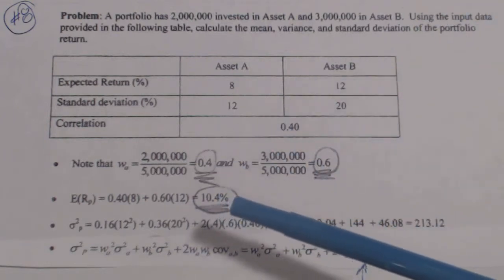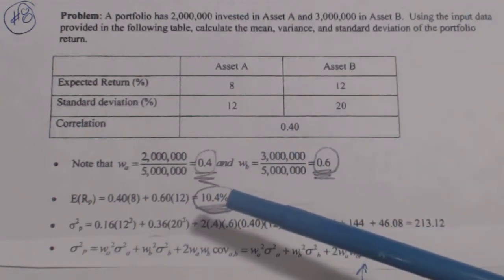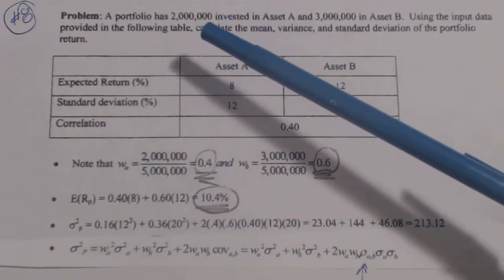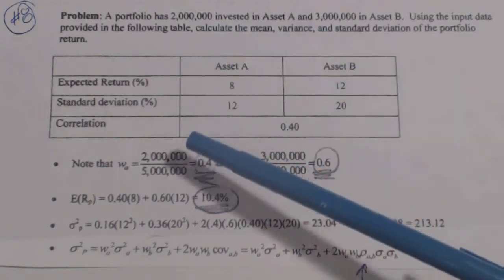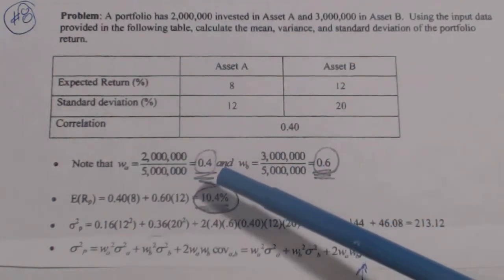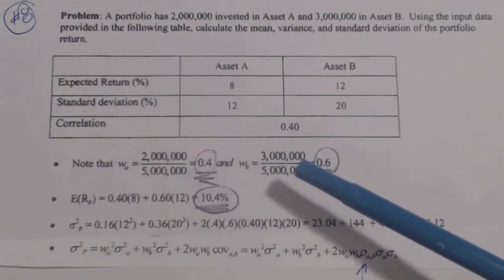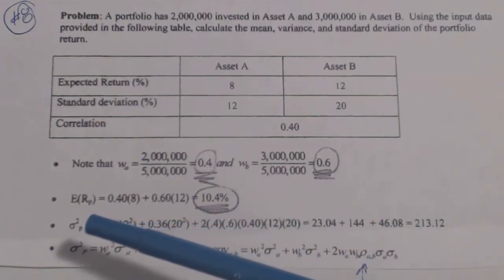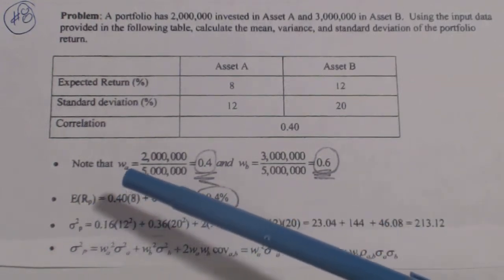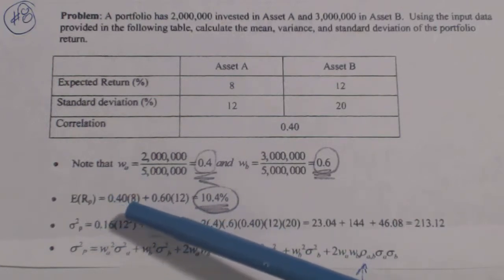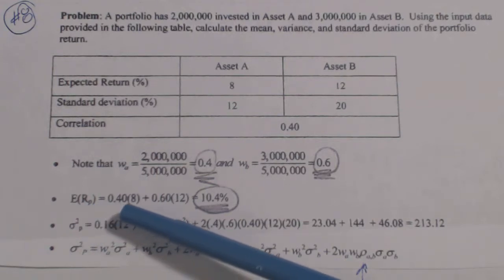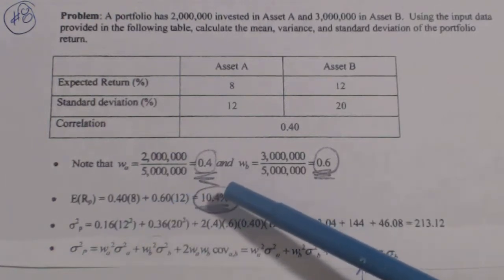Okay, so first thing you need to do is calculate the weighted average for each one. In this case, we've got 2 million in A, 3 million in B, so 5 million total. So the weighted average for A is 2 million over 5 million, which is 0.4. And for B, it's 0.6, 3 million over 5 million. Then the expected return. The expected return for the portfolio is the weighted average for each stock times the expected return for each stock. So that gives you the expected return.